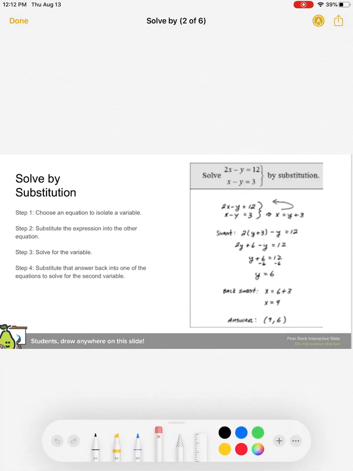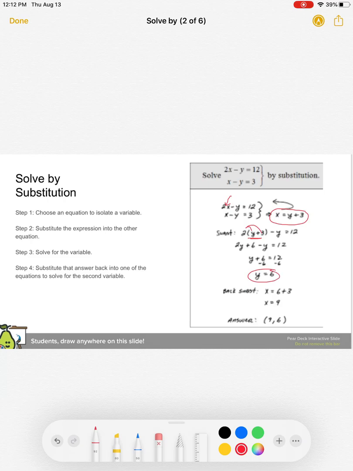They chose to get the x by itself here. And so they added the plus y on each side, and then they went to substitute that into the other equation, which is step 2. They isolated a variable, they substituted it into the other expression. So here, where the x was, they've put in y plus 3 because x equals y plus 3. They did distributing, and then they solved for the letter and got the answer. Combine like terms, isolate the y, get it all by itself, so they get y equals 6.